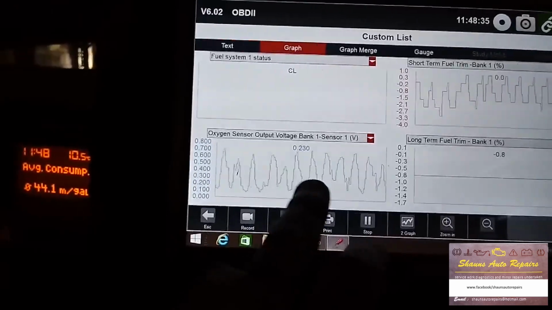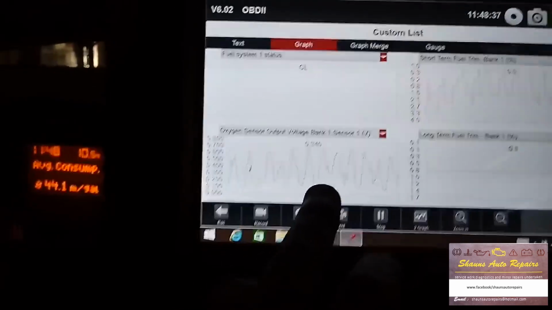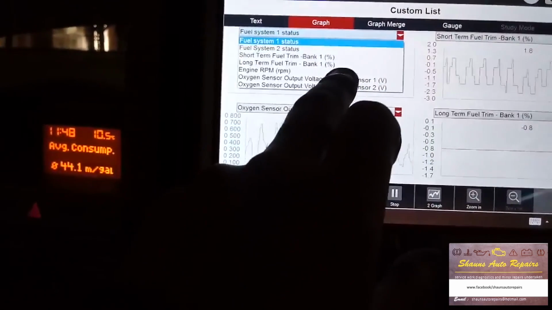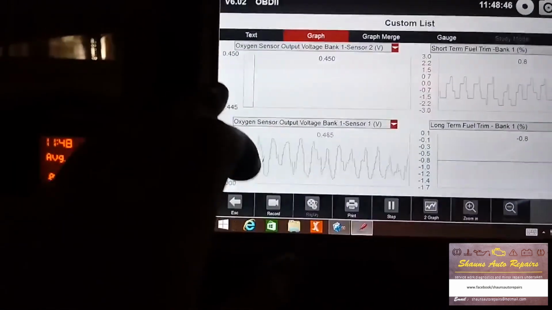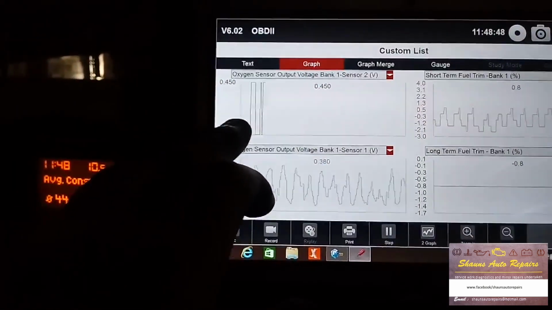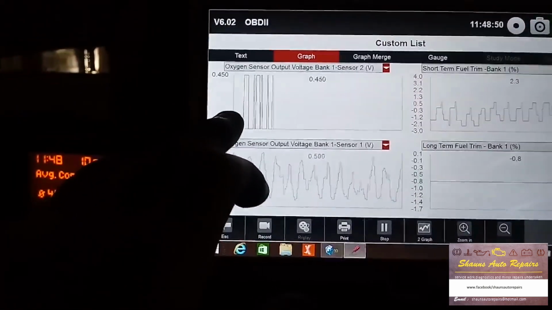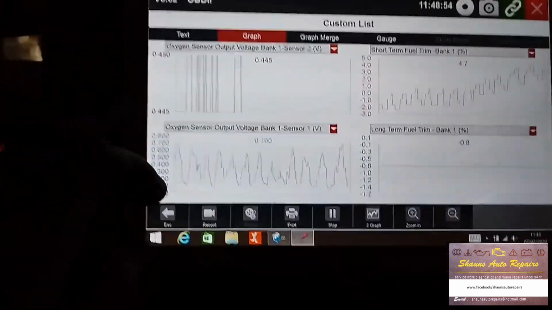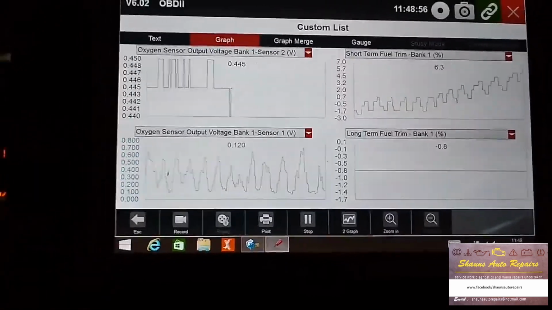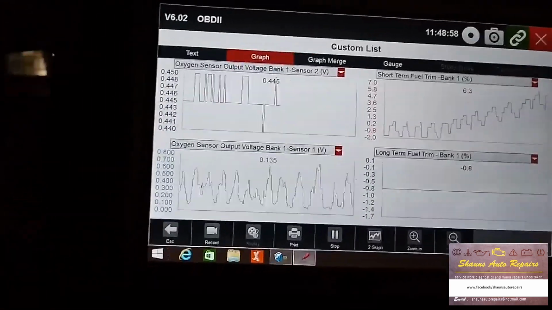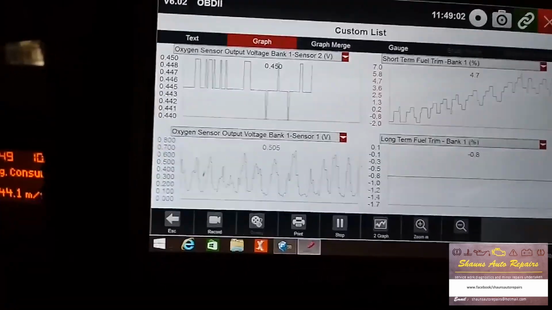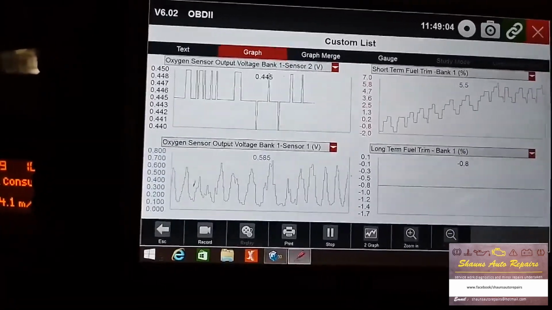Bank 1, sensor 1, the new sensor we've just put in, is fluctuating nicely. Bank 1, sensor 2 voltage is about 0.4, 0.5, so it's not too bad. What we'll do now, we'll go and give it a shake around the town and make sure it drives okay. Alright, we're back in a bit.